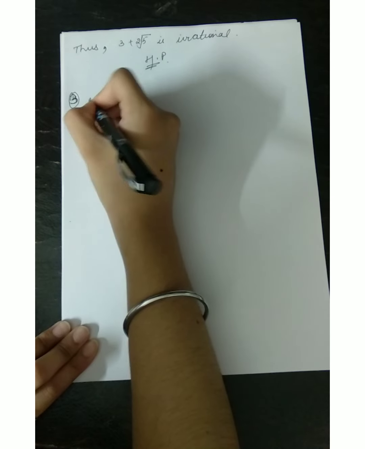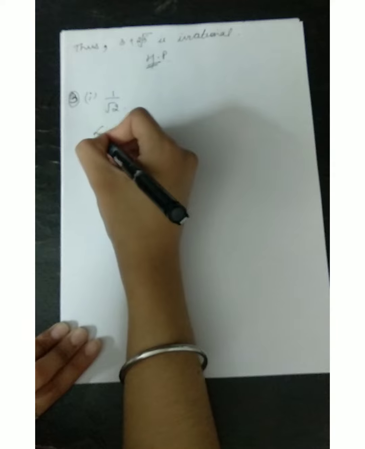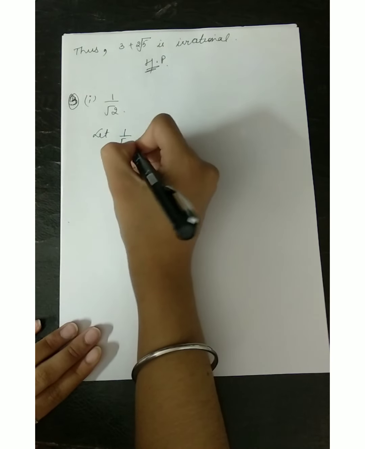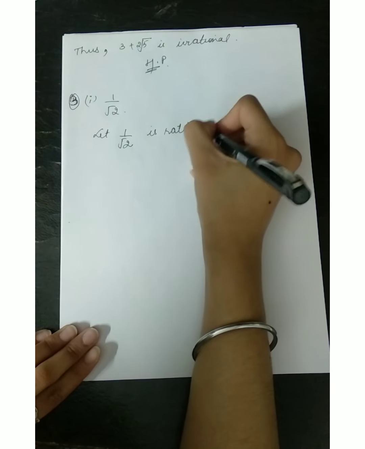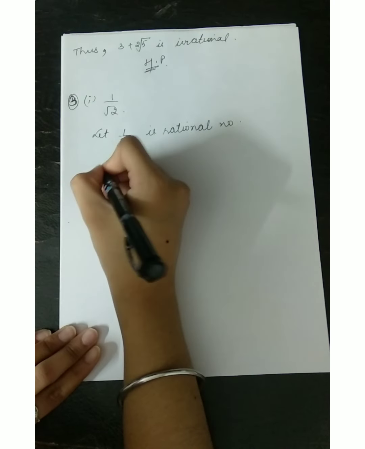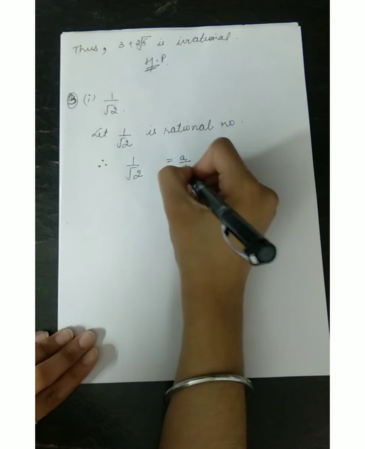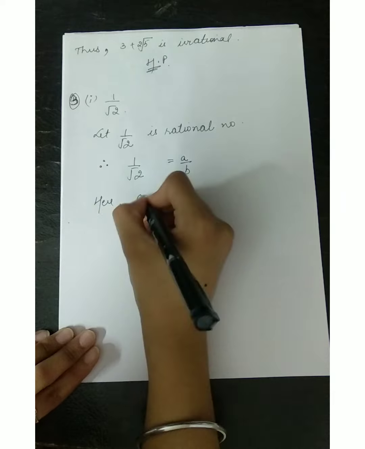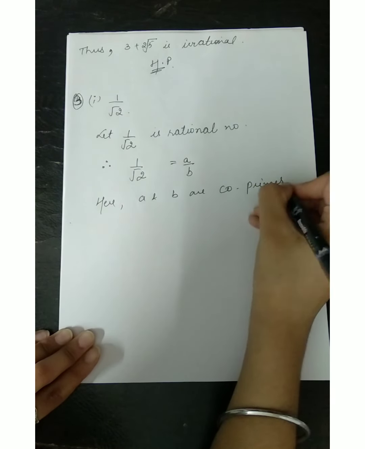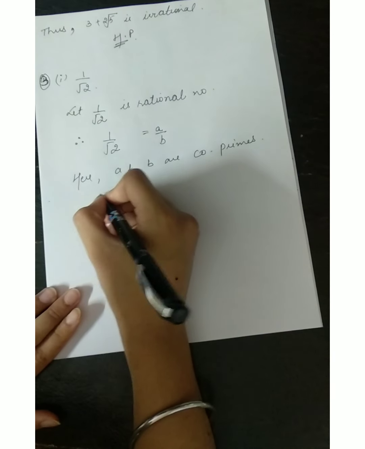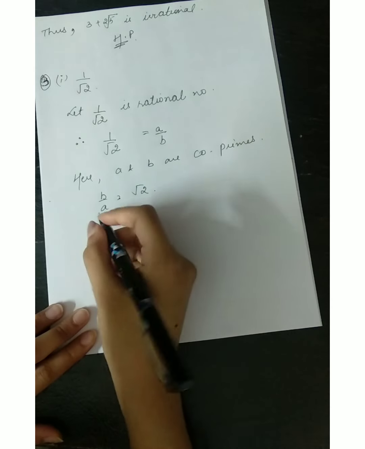irrationals, and our first part is 1 upon root 2. Now let 1 upon root 2 be a rational number. Therefore, 1 upon root 2 is equal to a upon b. Here, a and b are co-primes. Now, b upon a is equal to root 2.